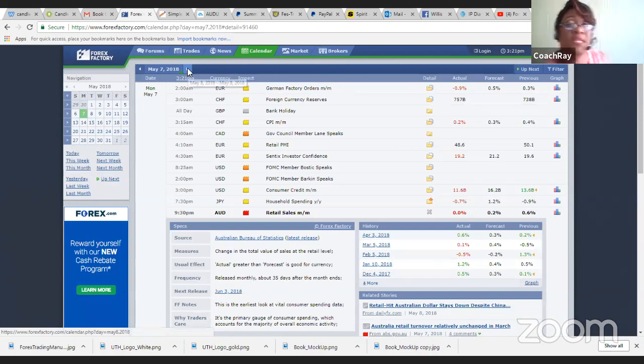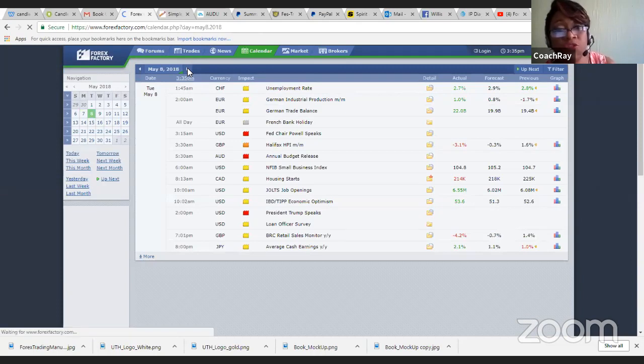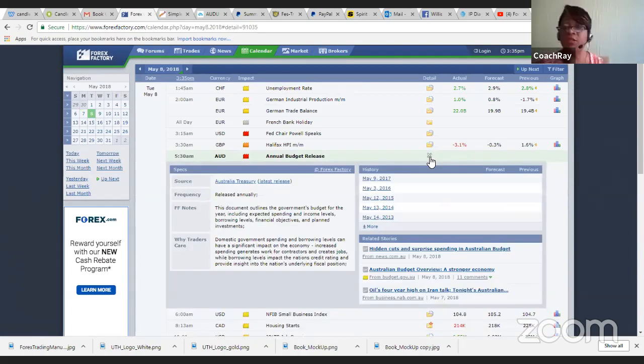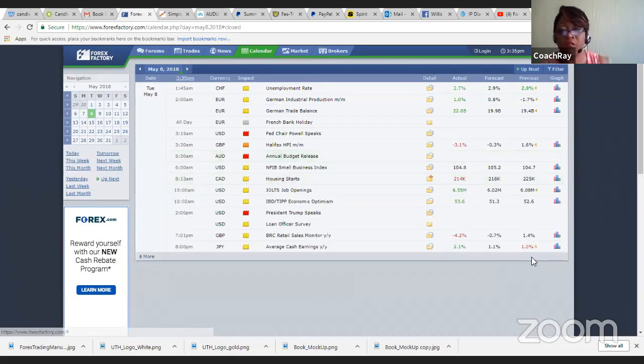Let's look at AUD and see if we had any additional news. So Tuesday the 8th, we're looking right here at 5:30 a.m. on Tuesday, the annual budget release. Apparently did not come out with any major news that we know of. They didn't show any. But you can go back and if you were to look to see if AUD had some news effects later that day. No.